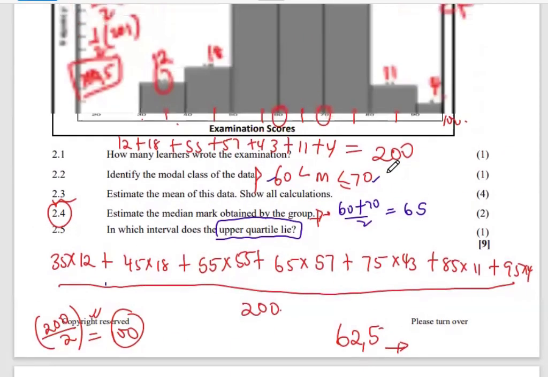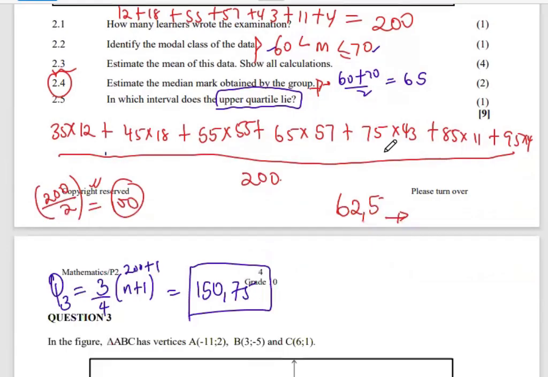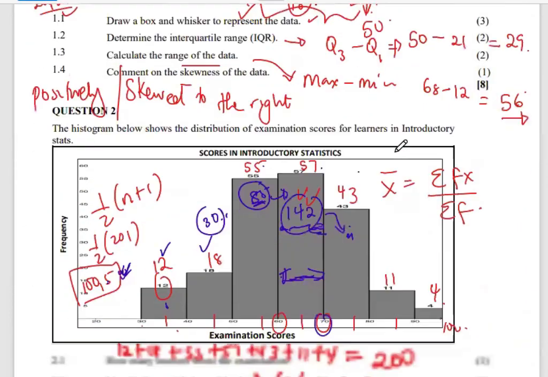So I'll continue with the addition. Remember, we had 85 here. 85 plus 57 gives us 142. Our interest is 150. So meaning that the 150 is going to fall within the next interval of 70 up to 80. So come down and tell us that it is 70 less than or equal to m less than or equal to 80. So that is how that question 2 would have been answered.